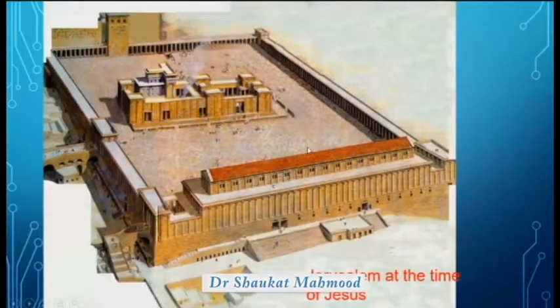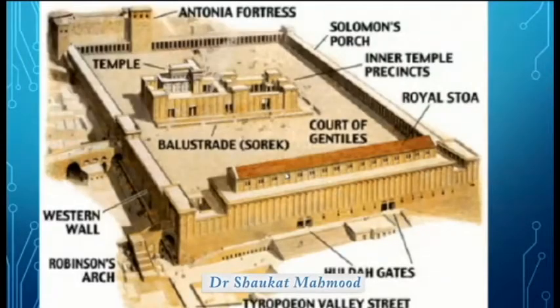And there are more pictures of haikal Suleimani. This is the picture of Jerusalem at the time of Jesus, alayhi salam. And this is just another picture of the same period. People have been thinking what was the shape of this city and what was the shape of this and this.